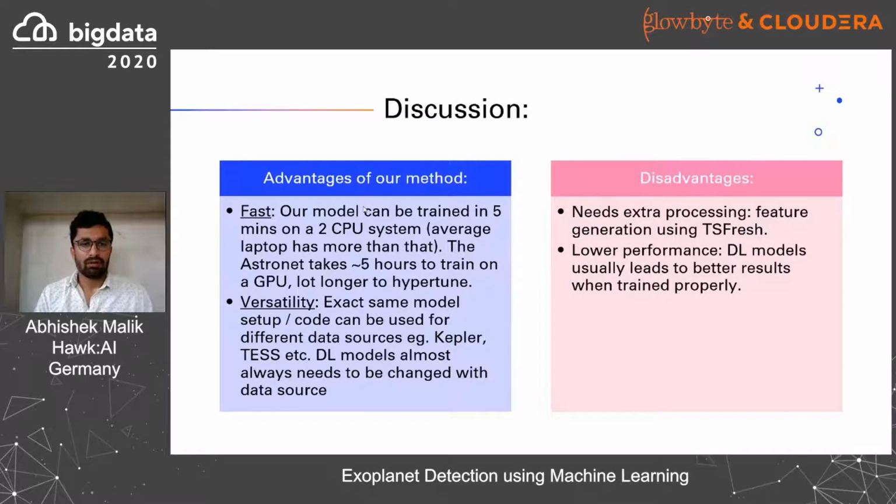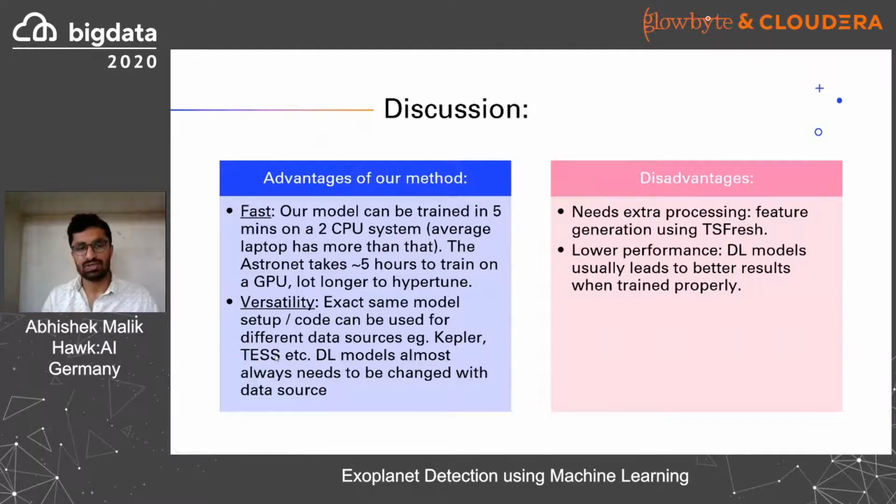On the other hand, Astronet took 5 hours to train on a GPU. And if you need to hypertune the model, because there's a lot of hypertuning to be done, it will take a lot longer. On the other hand, we can use the exact same system, exact same code, if we use it for tests, or if we use it for some other source.